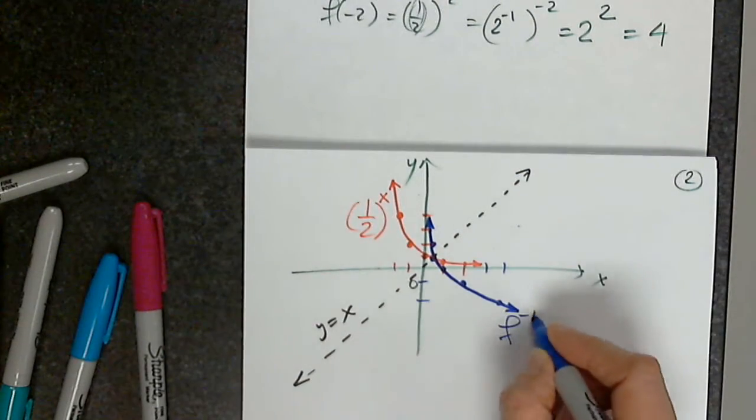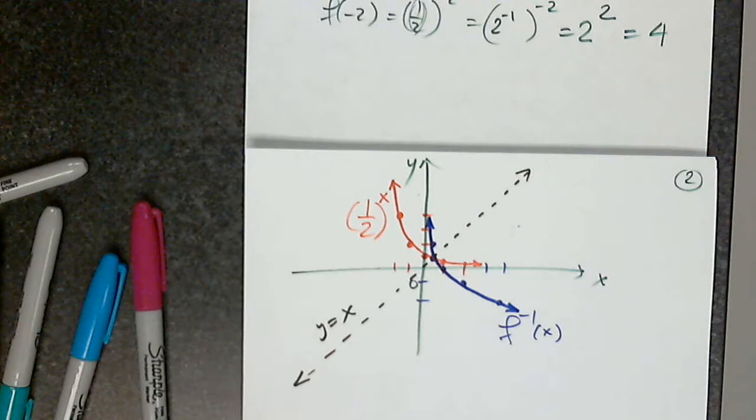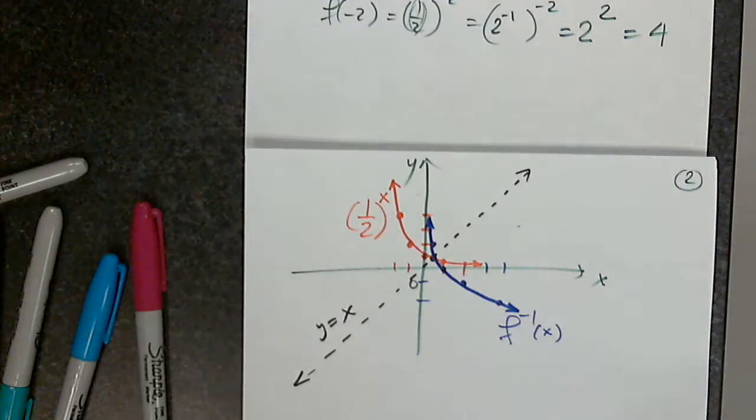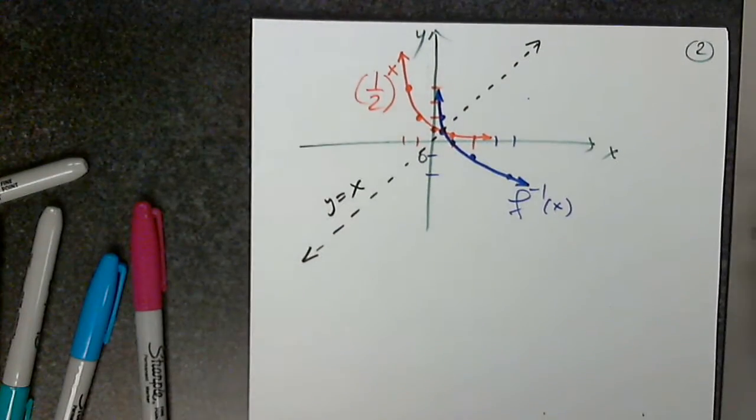This is the inverse function of the function (1/2)^x. Notice that the inverse function is also decreasing. So if the exponential function is increasing, its inverse will be increasing. If the exponential function is decreasing, its inverse will also be decreasing. I would like to look at some word problems, a couple of them, and then equations.